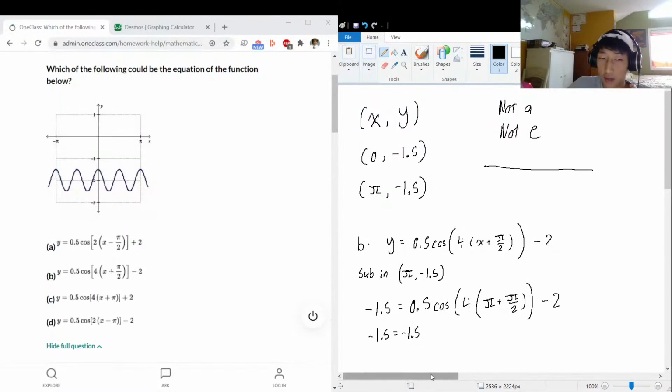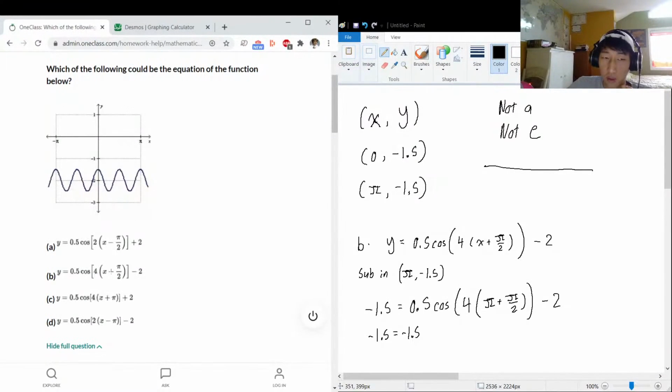Actually, instead of subbing things in, we should see this term, we have a 4x term. So it turns out for both B and D, if we sub in our points of interest that we got off the graph here, we will see that they both actually work.